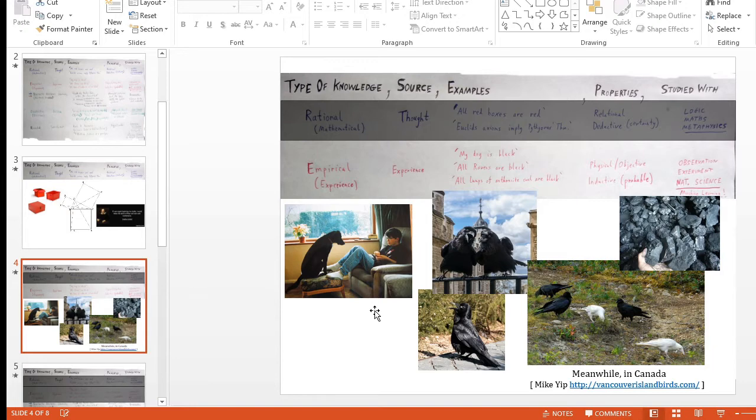And somebody who confidently told you, based on physical experience of lots and lots of black ravens, that all ravens are black, they would have been doing not deductive reasoning where they could be completely certain about the conclusion. They would have been doing inductive reasoning where, at best, they could find it highly probable that the conclusion is true.